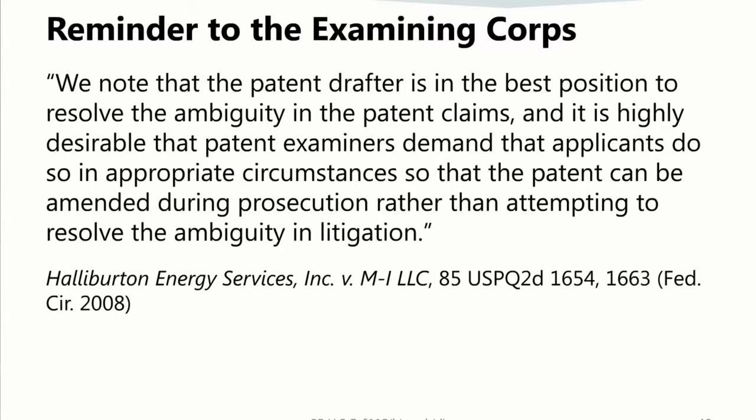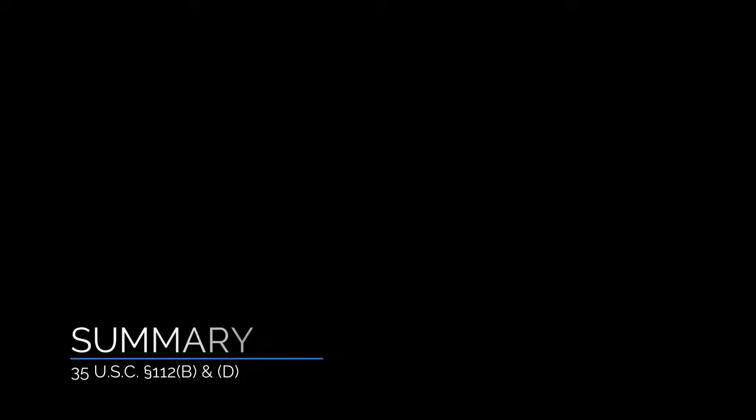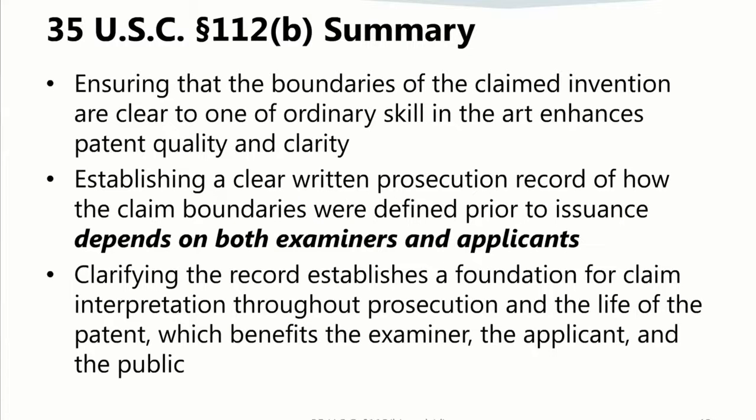Such a rejection requires that the applicant respond by explaining why the language is definite or by amending the claim, thus making the record clear regarding the claim boundaries prior to issuance. Rejections under 112b must clearly identify the language that causes the claim to be indefinite and thoroughly explain the reasoning for the rejection. 35 U.S.C. 112b is a powerful tool for clarifying the boundaries of claims and enhancing the prosecution record.